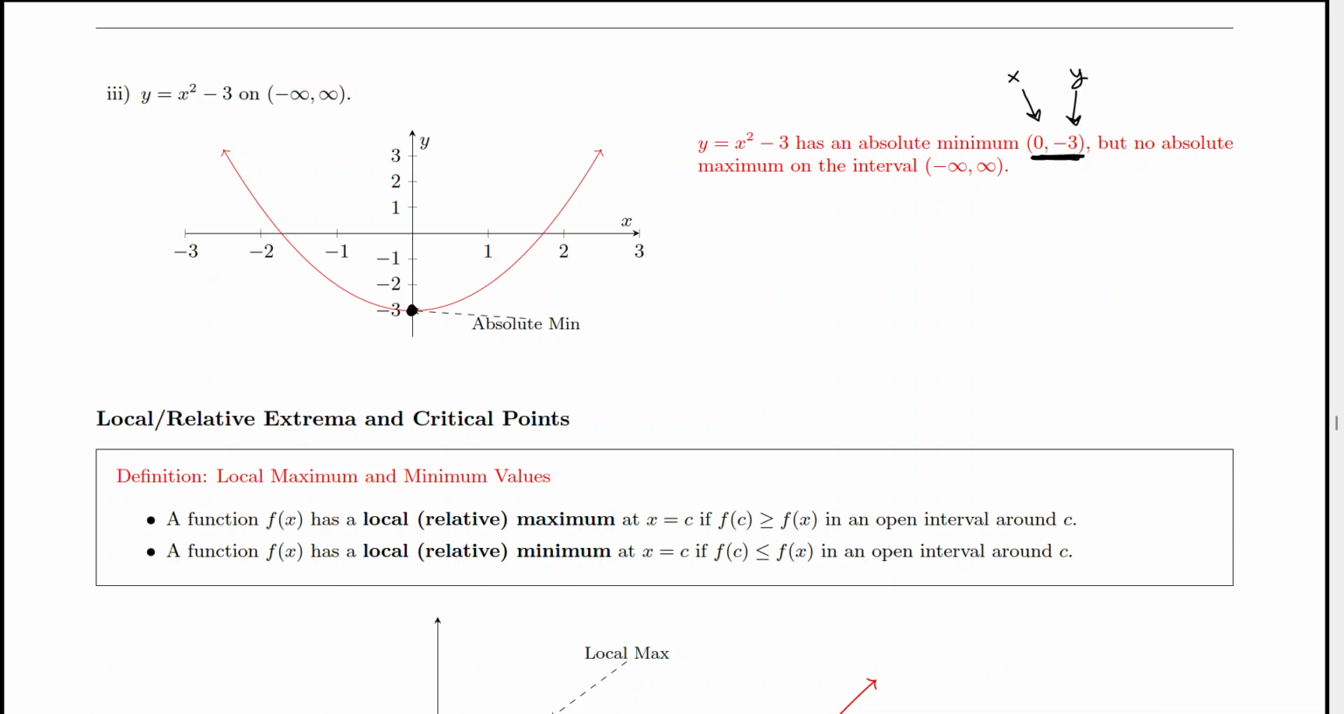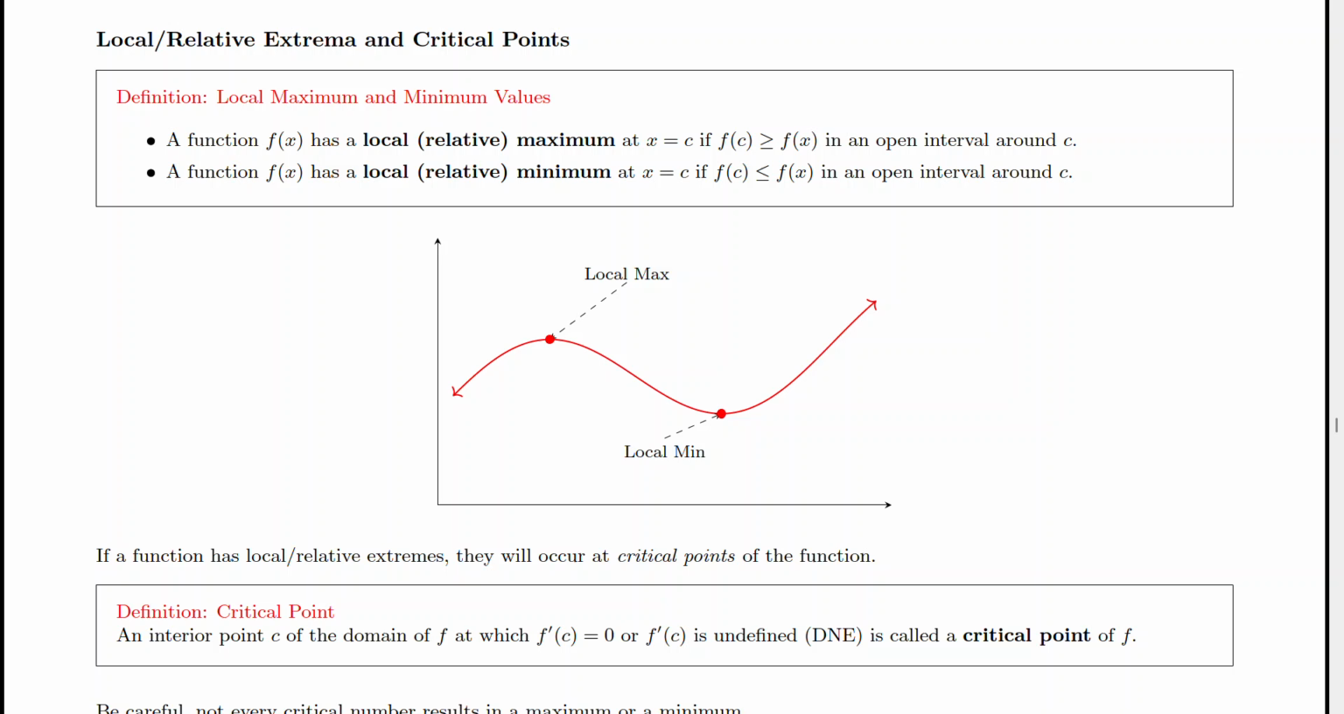But there's obviously no maximum, because no matter which value you pick, if you say this is the maximum, I'm going to say, well, that's higher than it. And then you'll say, oh, there's another point higher than that. And then we can keep doing this game forever. That is the reason why the graph does not have an absolute maximum. That is why this function does not have an absolute maximum.